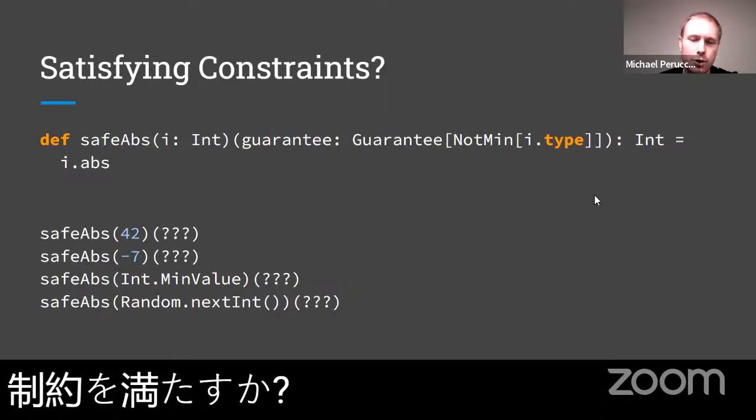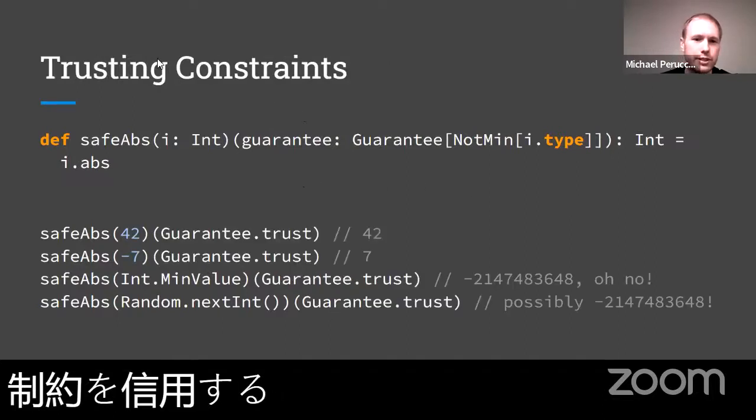And so one way is to just trust the constraints. So there's this Guarantee.trust that will just believe whatever we want it to believe. And so if we call in 42 and we pass in a trust, we will get back 42. If we call our safe absolute value function on -7, we will get back a 7 with this trust.